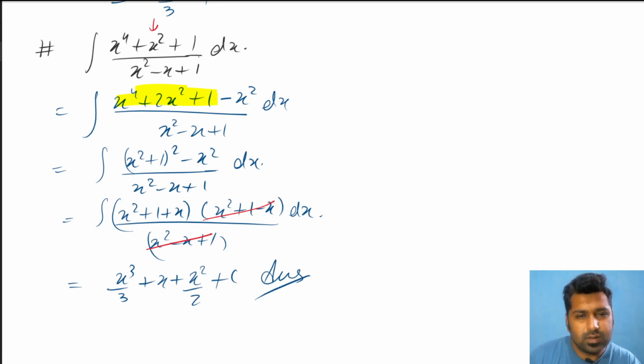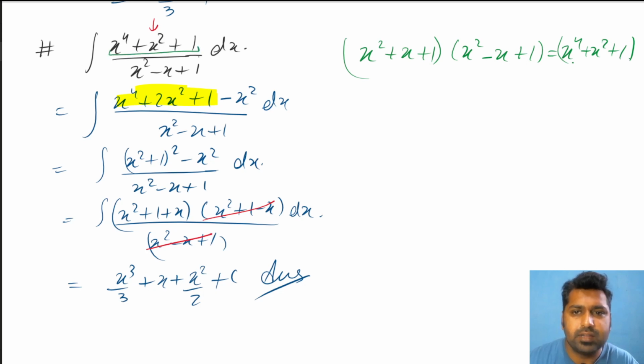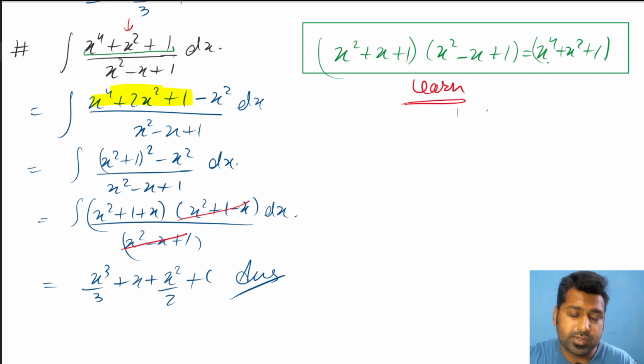Now the point is, it's a unique kind of question. This will not happen in a lot of questions. This is a unique approach. So the short way to do this is that you should know this result: x square plus x plus 1 into x square minus x plus 1 is equal to x raised to power 4 plus x raised to power 2 plus 1. So you can replace this numerator directly with this, and after that it becomes very simple. Learn this, but the problem is this is specific to this question. It's not going to be used anywhere else.